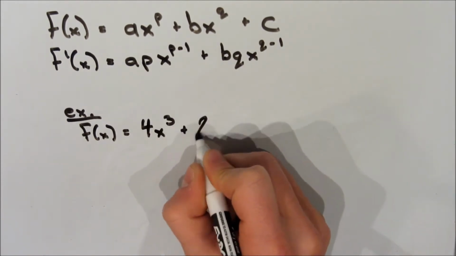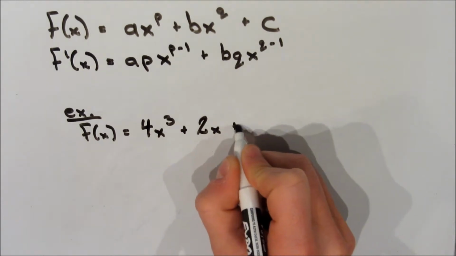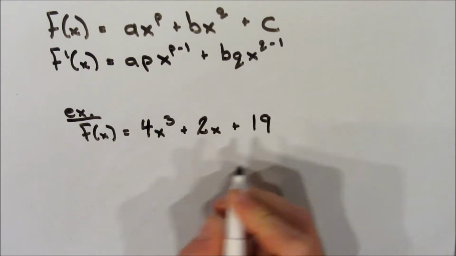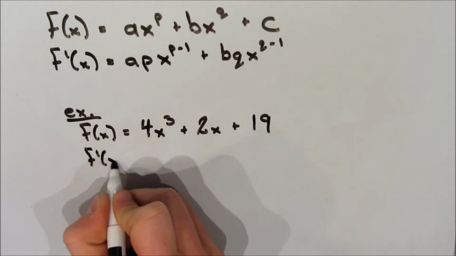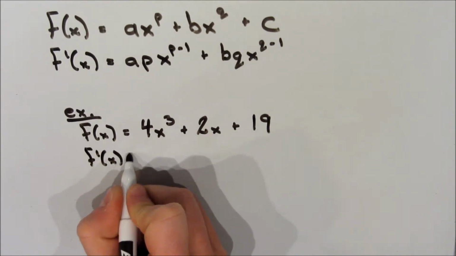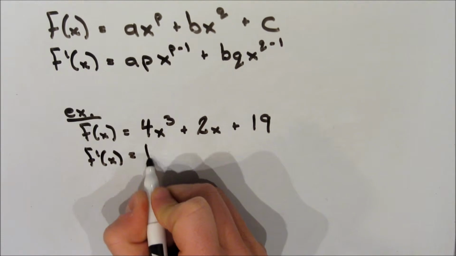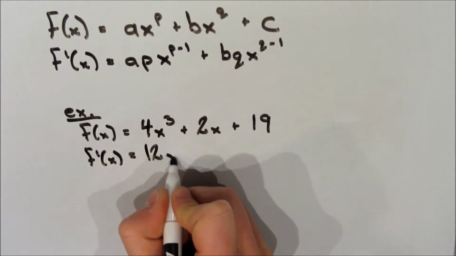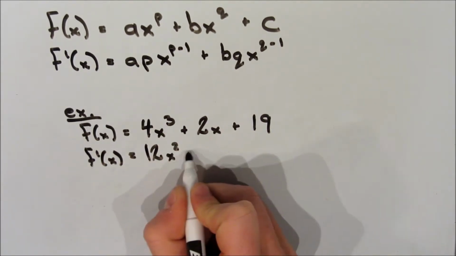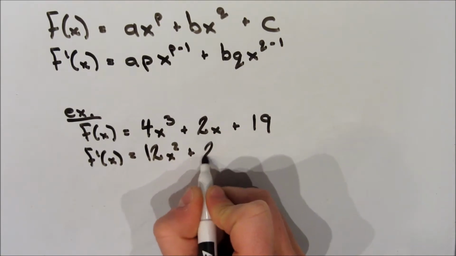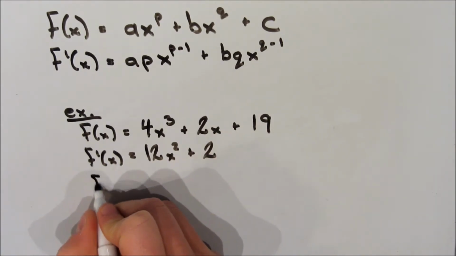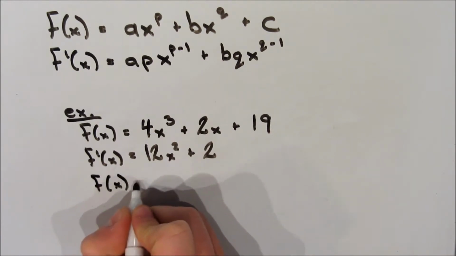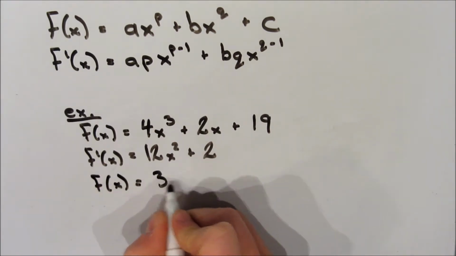So now for practice, let's take a look at a couple of examples. So our first example, the function f of x is equal to 4x cubed plus 2x plus 19. We want to find the derivative of this function. So f prime of x is equal to 4 times 3, which is 12, times x to the exponent 3 minus 1, which is 2. For our second term, it's going to be 2 times 1 for the coefficient, times x to the exponent 1 minus 1, which is 0. So we just end up with 2.